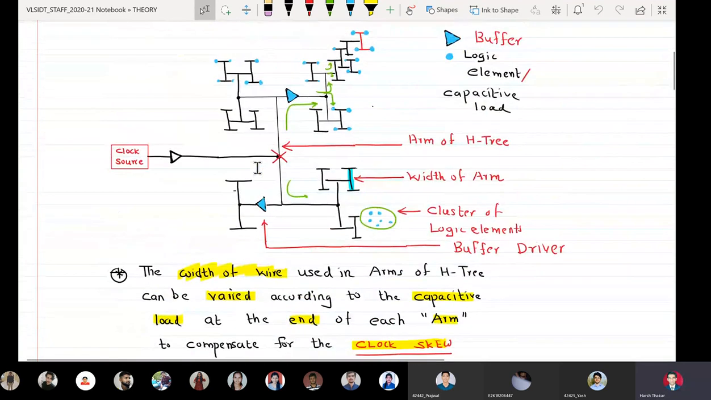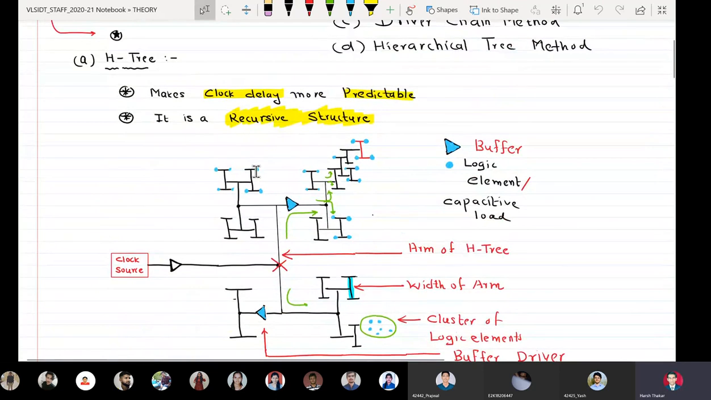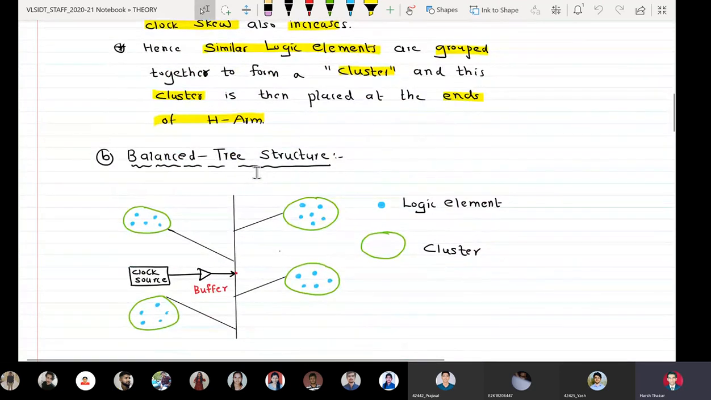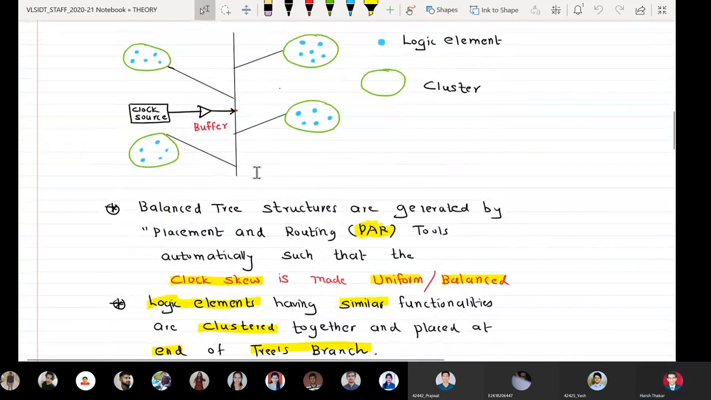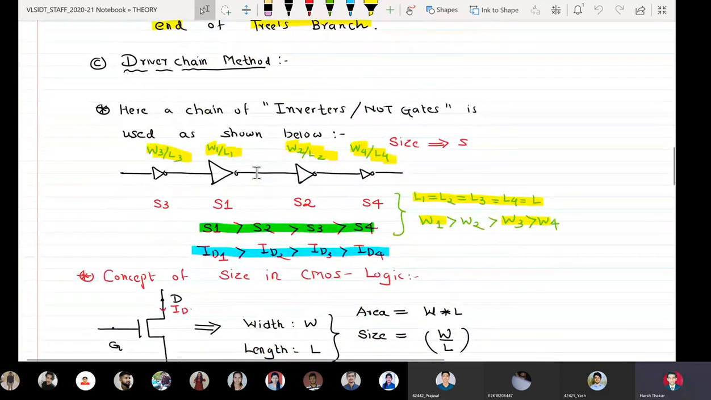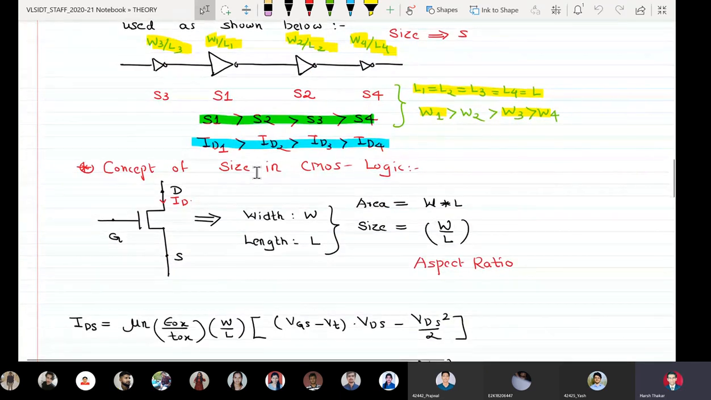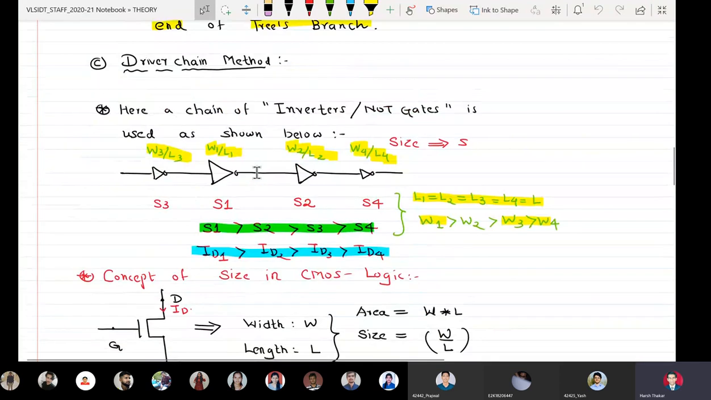The H tree structure, as we said, makes the clock skew or clock delay more predictable, and the balance tree structure makes the delays or skew more balanced. Then we had the driver chain method, where we introduced the concept of differently sized inverters, and we defined the size of a MOSFET as W upon L, also known as aspect ratio, while the area of a MOSFET is defined as width into length.